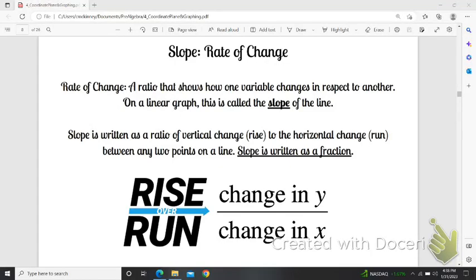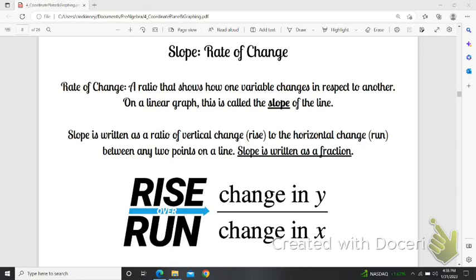Hi, we're going to talk today about slope. Slope is also called the rate of change, and it shows how one variable changes in respect to another. When we talked about ratios and proportions, we talked about how many dollars per pound something costs, or how much you get paid per hour. Those are considered rates of change.